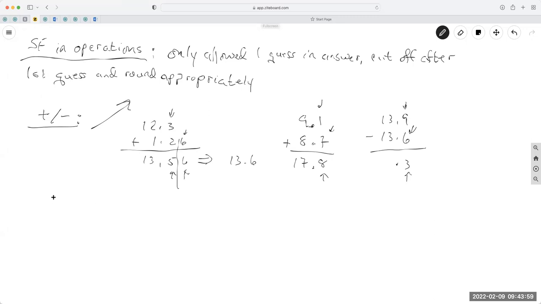All right. Now, for multiplication and division, it's actually the same rule. And if you were to multiply and divide by hand, you'd see that it's the same rule, but nobody does that anymore. So for multiplication and division, it's just better to do it operationally. Your answer will have the same number of sig figs as the number with the fewest.